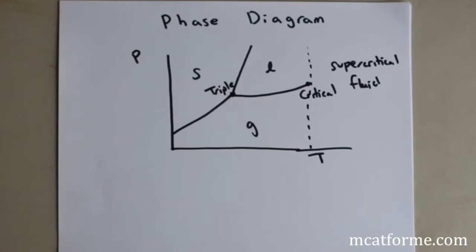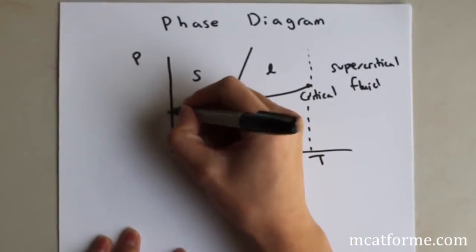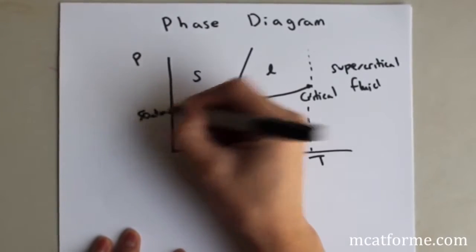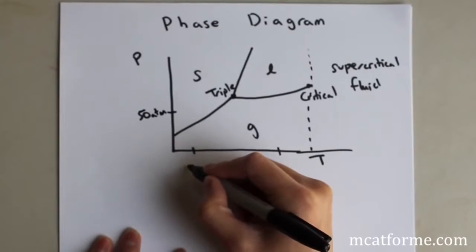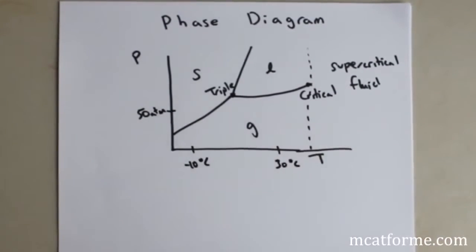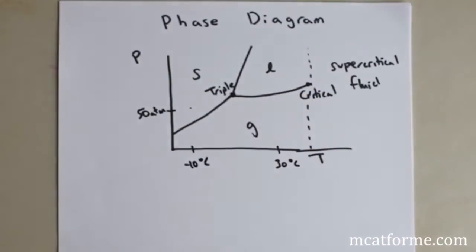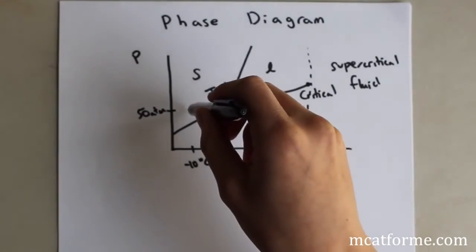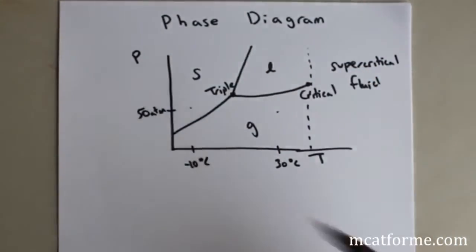A very simple example would be saying you're at a pressure of, let's say, 50 atmospheres, and you went from, let's say, negative 10 degrees Celsius all the way up to 30 degrees Celsius. What would the phase change be? Well, all we do is find 50 atmospheres at negative 10 degrees Celsius, and then we keep a constant pressure and change the temperature. So we went from solid to gas.